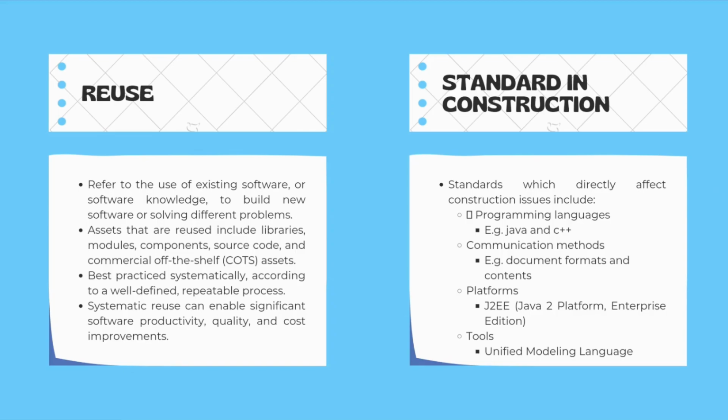The standards in construction. The standards which directly affect construction issues include programming languages, for example Java and C++, communication methods, document formats and contents, platforms such as J2EE, Java 2 Platform, Enterprise Edition, and lastly, tools such as the Unified Modeling Language, UML.